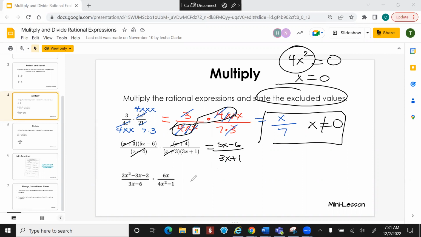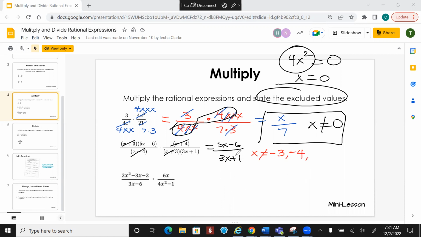Now, we have to state our excluded values, which is any vertical asymptotes and any holes, right? So anything that we just crossed out, that's an excluded value. You told me that we crossed out x plus 3. So that means -3 is going to be an excluded value. You told me that we crossed out x plus 4. So that means -4 is going to be an excluded value.